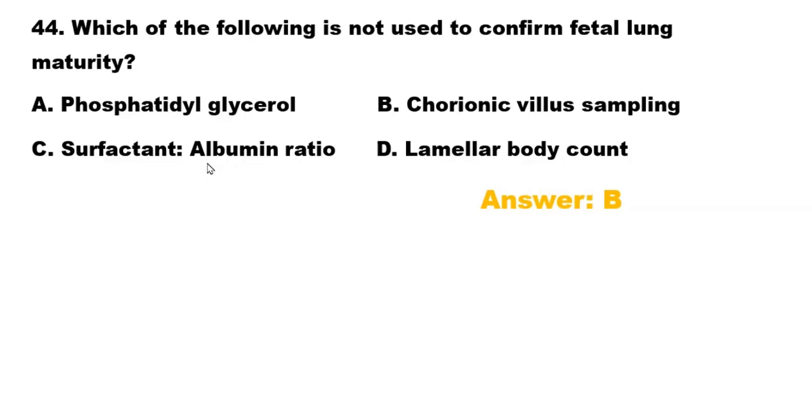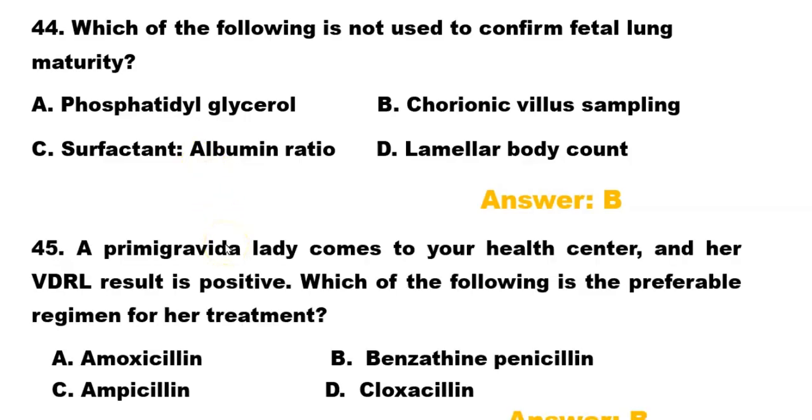The next question, a primigravida lady comes to your hospital and her VDRL is positive. Which of the following is a preferable regimen for her treatment? A. Amoxicillin. B. Benzathine penicillin. C. Ampicillin. D. Cloxacillin. The answer is B, because benzathine penicillin is the drug of choice for syphilis during pregnancy, because it is effective across the placenta and prevents congenital syphilis and malformations related to syphilis.